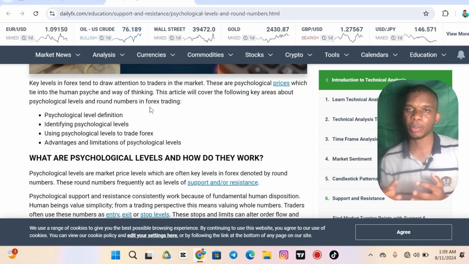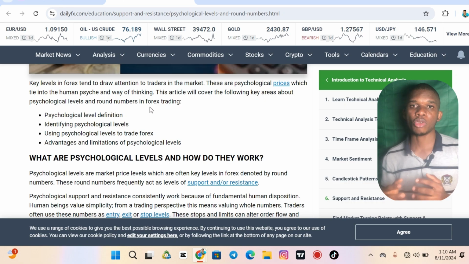So guys, what this implies is that in life, if you go to the market and you want to buy anything, let's say you want to buy a car and that car is 15 million naira, and the dealer tells you the price is 15 million naira, but you have 13 million. You're not going to price the car at 12,996,000. You're obviously going to price it at 13 million.